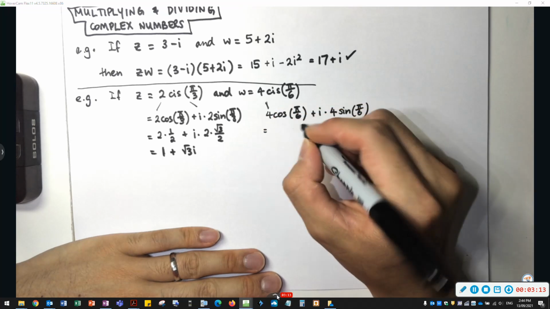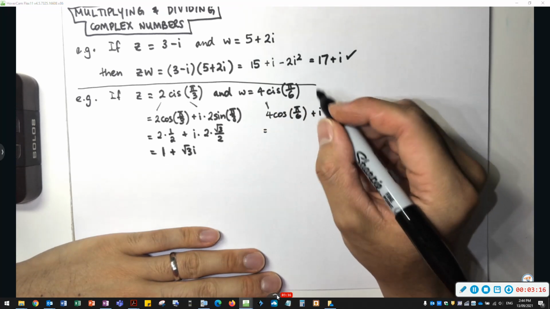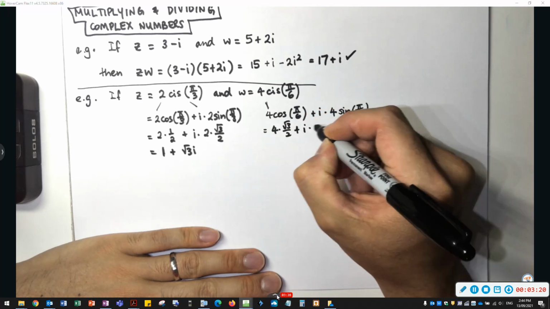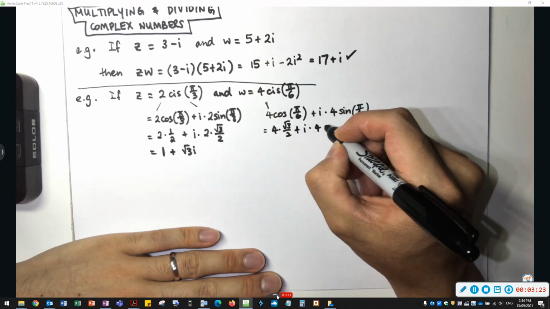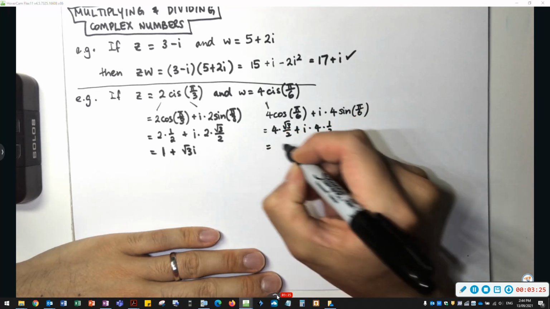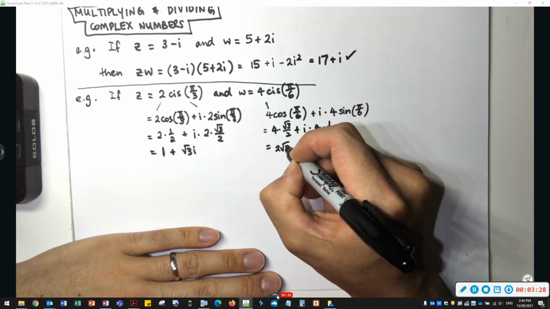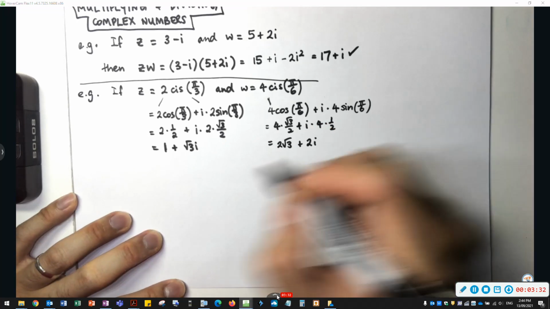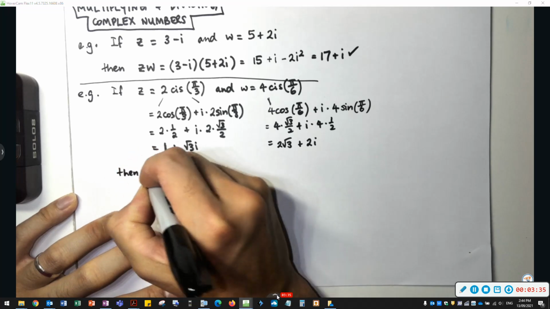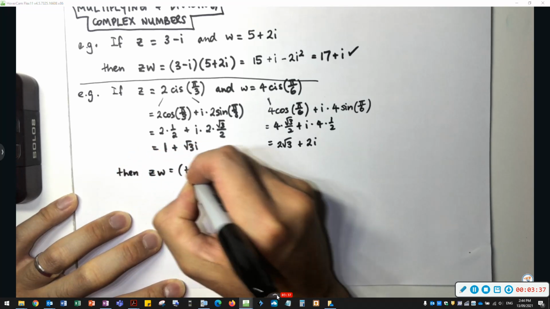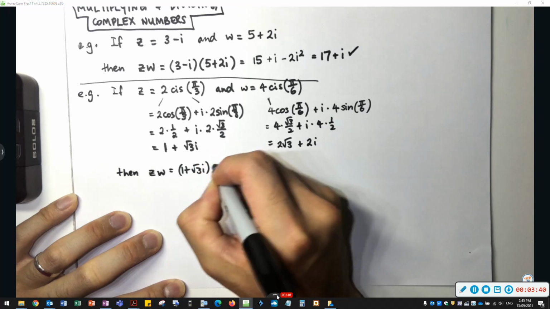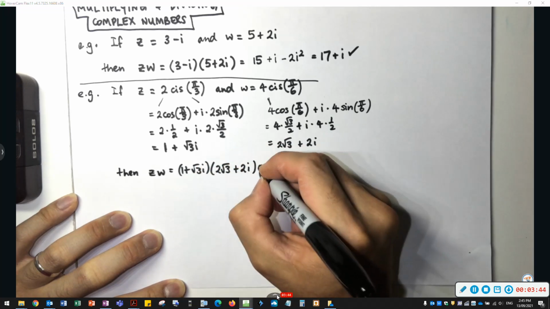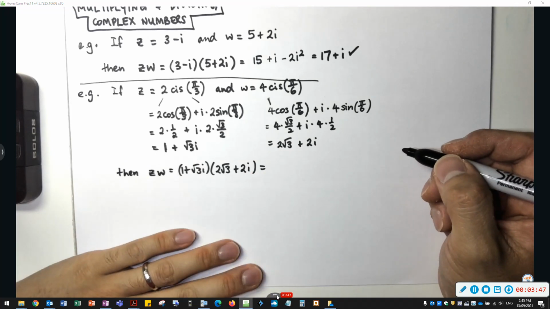For the w, this is 4 cos pi on 6 plus i times 4 sine pi on 6. Let's continue on. Cos of pi on 6 is root 3 on 2, and sine of pi on 6 is just 1/2. So you've got an overall of 2 root 3 plus 2i. Now when I multiply them, 1 plus root 3i times 2 root 3 plus 2i, let's do this the shortcut way.